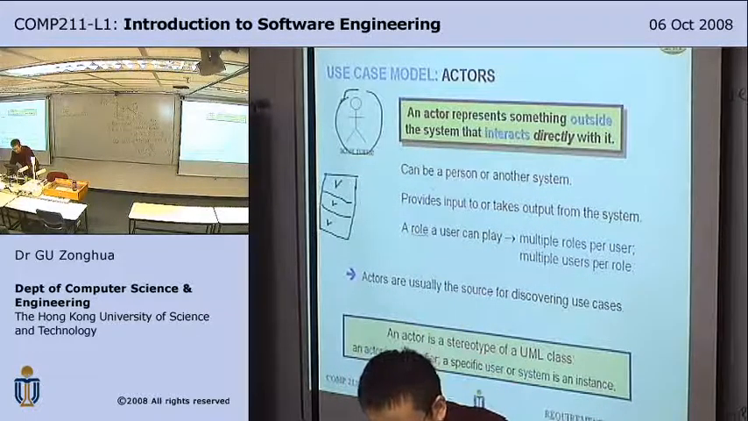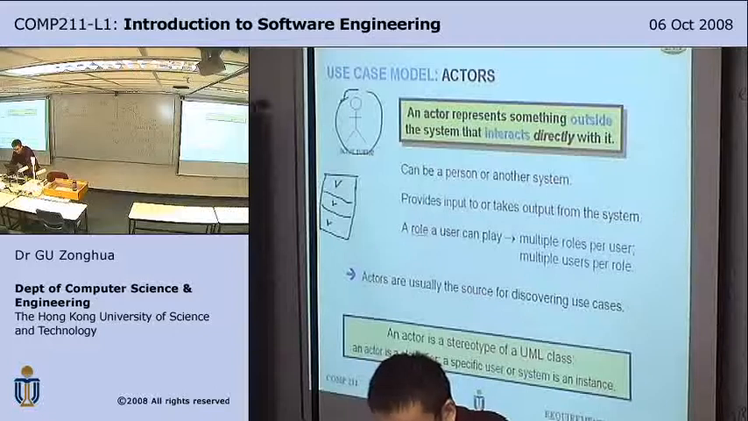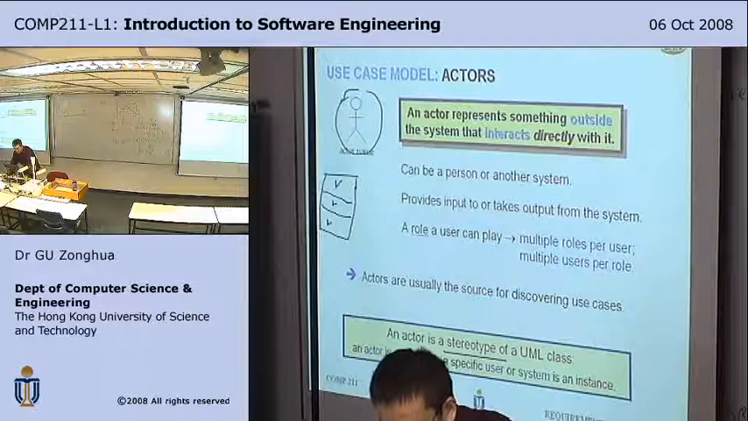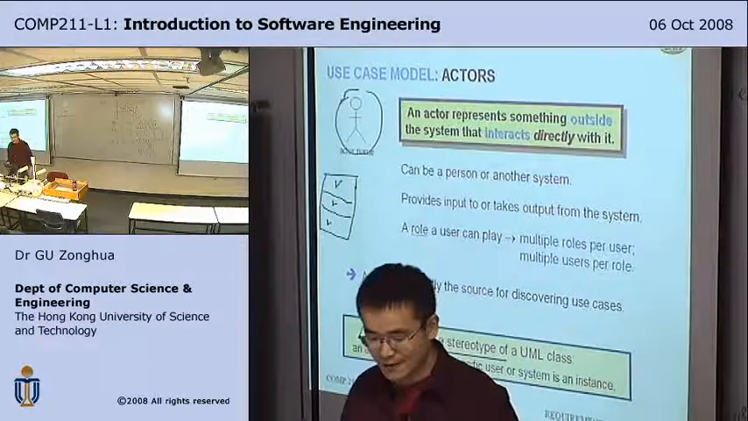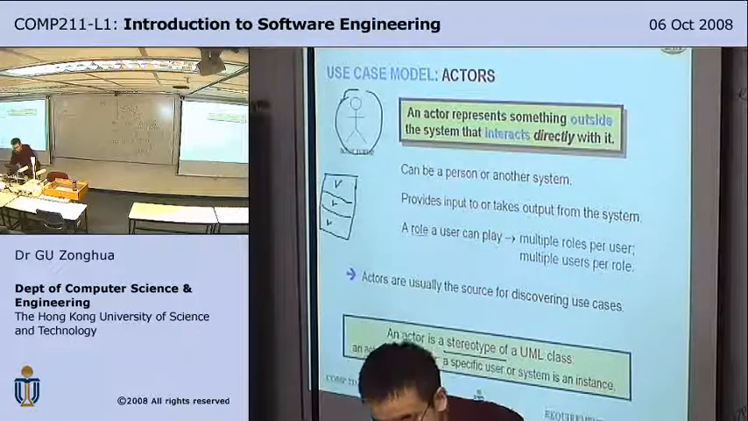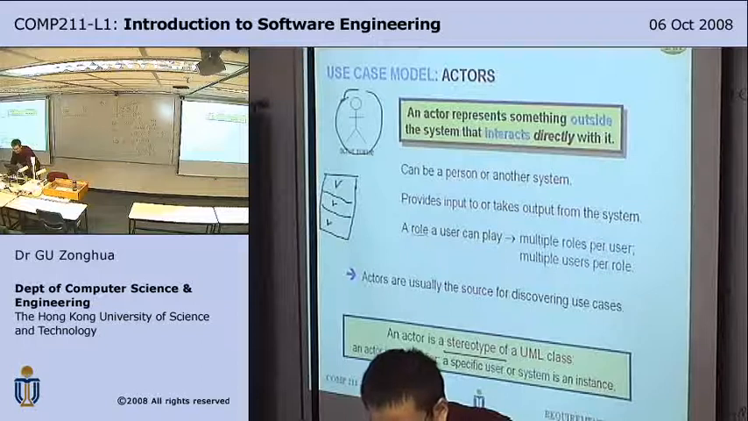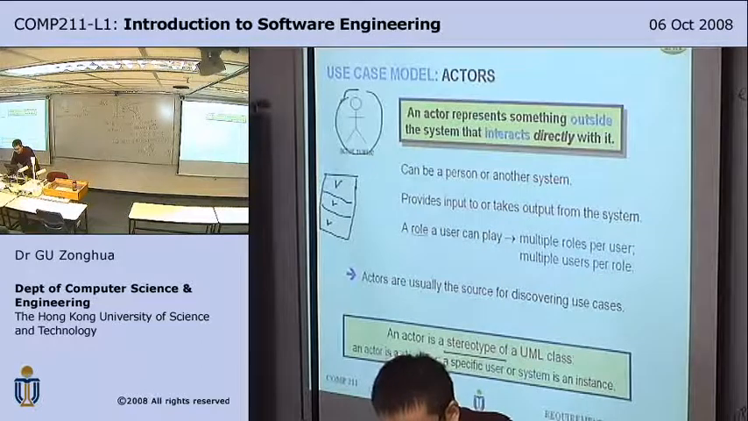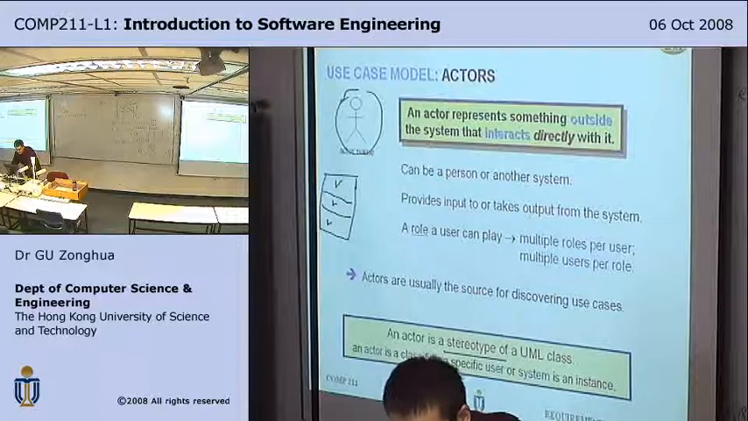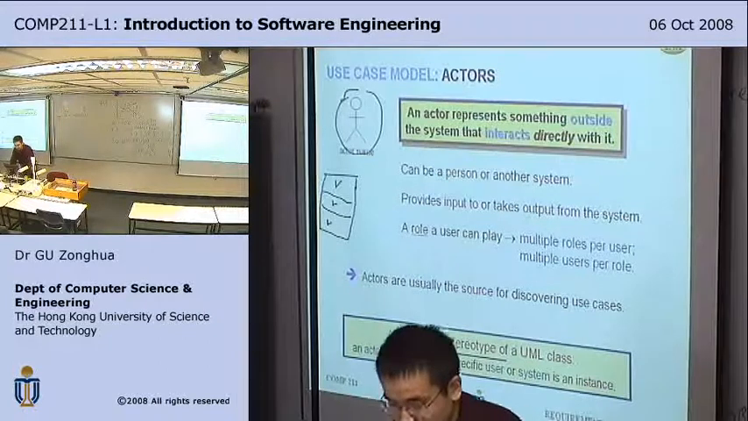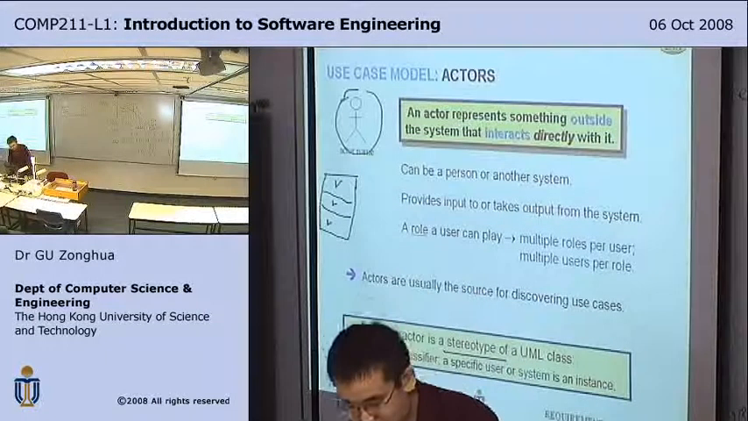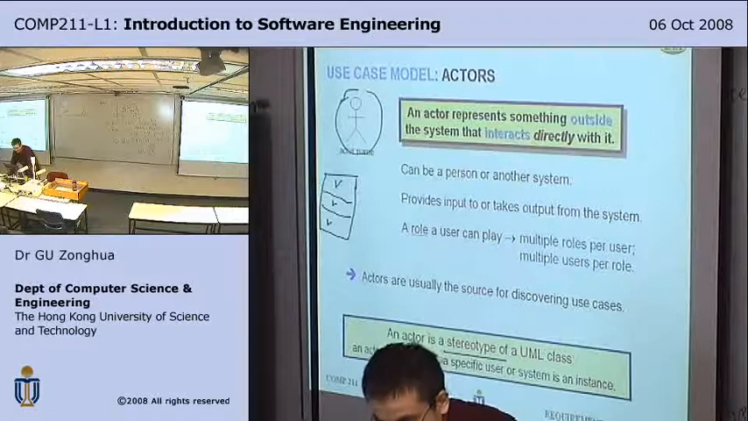Therefore, it's a stereotype of a UML class. It's a classifier, similar to the distinction between classes and objects. Then you have the distinction between actors and a specific user or system. It's an instance. So if the actor is a student, then each one of you is an instance of the actor.